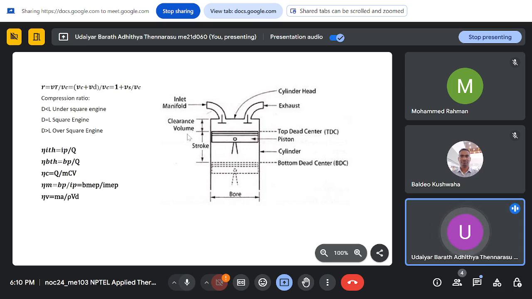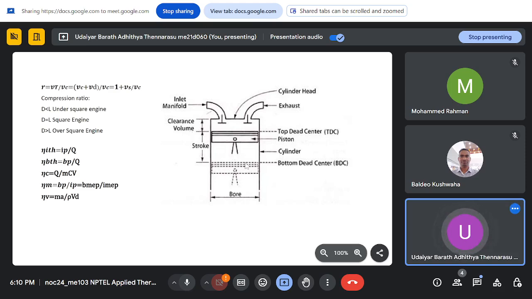You basically require clearance volume because you have valves, and you need space for them to open. You also need some clearance, or else the piston will hit the head, and you don't want that happening. So that is called clearance volume, and the inlet is called the inlet manifold, and the exhaust, and bore is your cylinder diameter. So the cylinder diameter is termed the bore, and the length which the piston traverses is called the stroke.